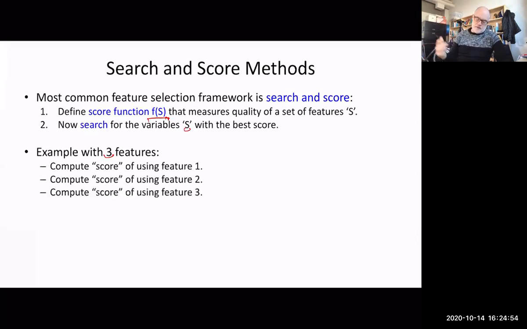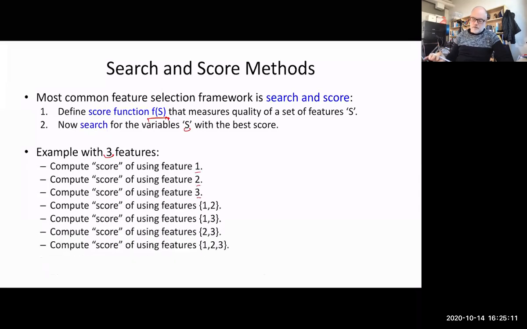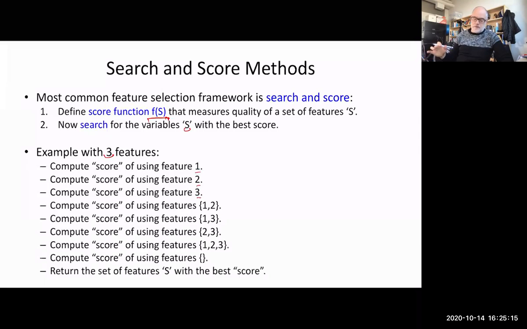So we have 3 features. The way you do some sort of search and score, if you were to do a global optimization, you would compute the score using feature 1. Basically, you'd fit the regression model using feature 1, compute whatever score it is you're computing, compute it with feature 2, feature 3 alone, then compute it with the pairs, then with all the features, and then compute it with no features. And then return the set of features S with the best score, whatever that happens to be.